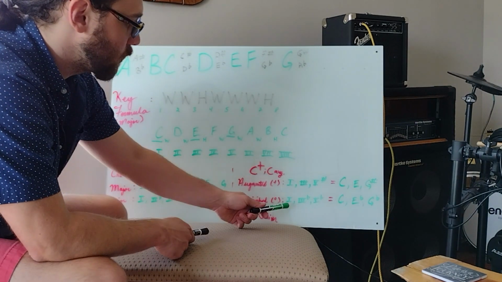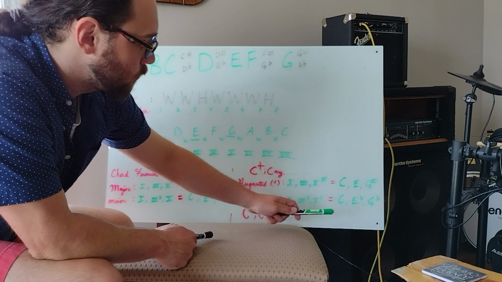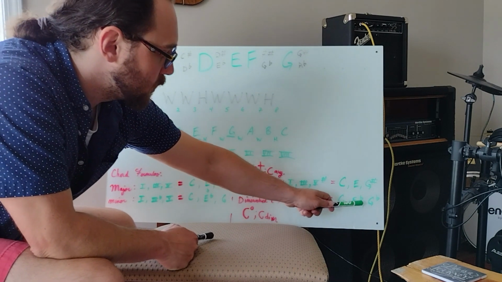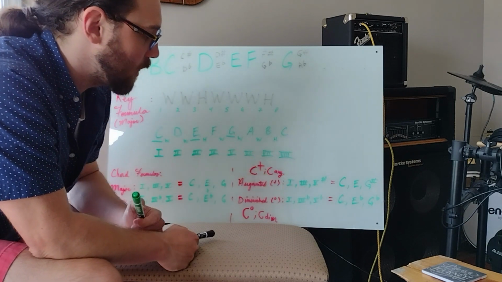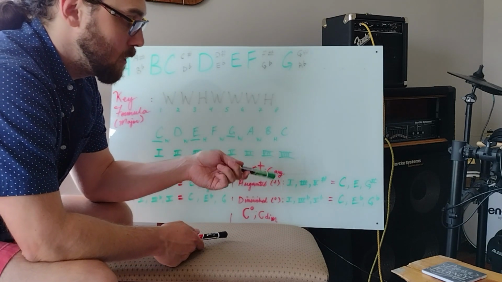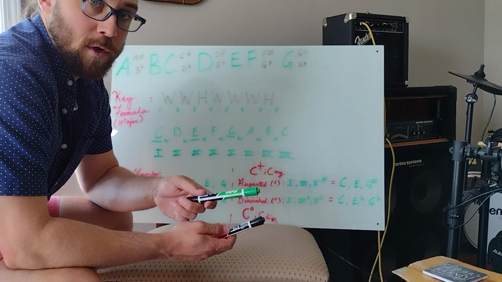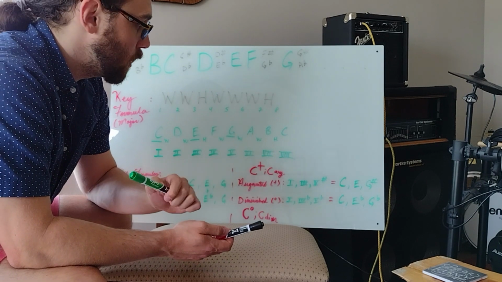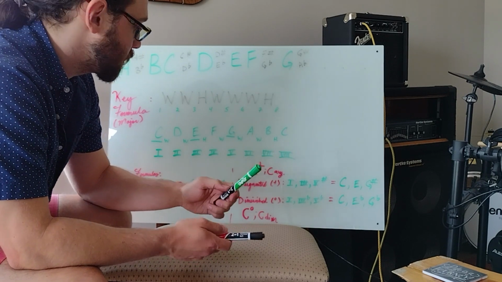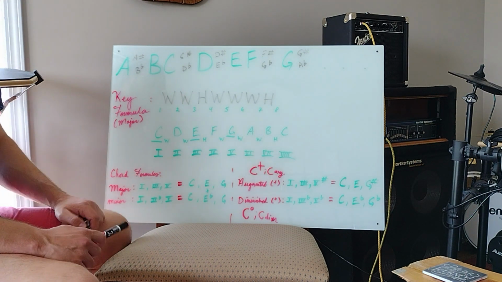So here we're still dealing with 1, 3, 5, and that gives us the C. Of course, the 3 we know is the E, but it's flat here, and the 5 is the G, but it's also flat here. So now we have C, E flat, G flat. That's quite the chord, because now it's two notes that are completely different from the original triad. So we have the major chord, C, E, and G.